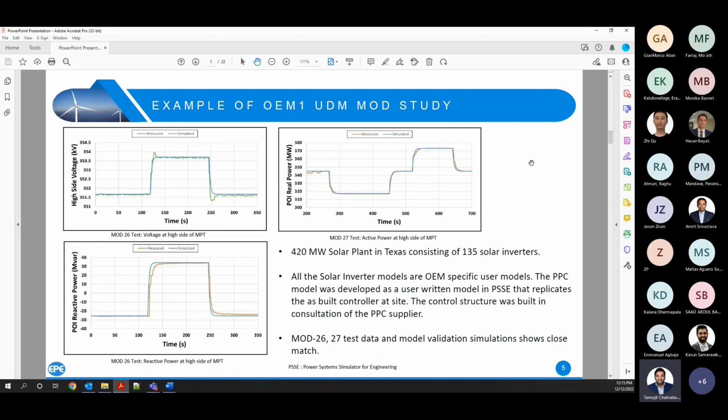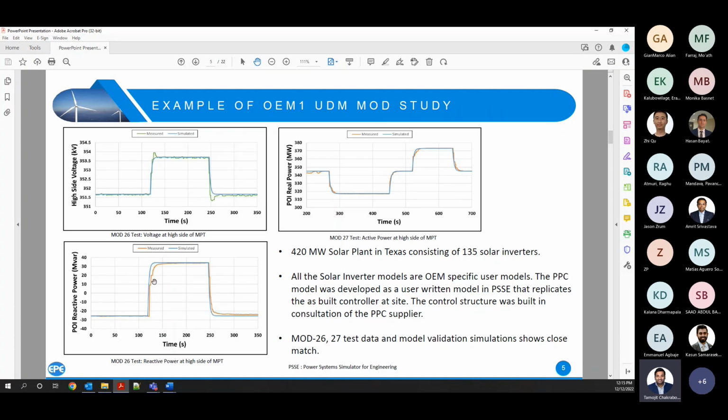And we can see that after we did the testing in the field, both the measured and the simulated values in the simulation plots are quite close to each other. It shows that this OEM user-defined model, as well as the power plant controller that we wrote, give a very similar response.